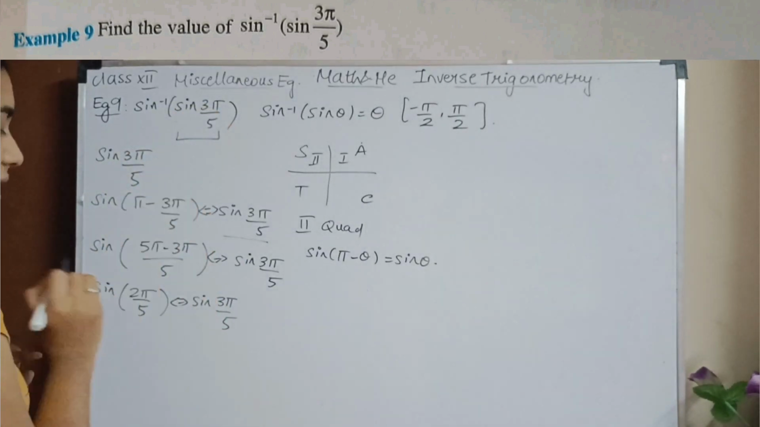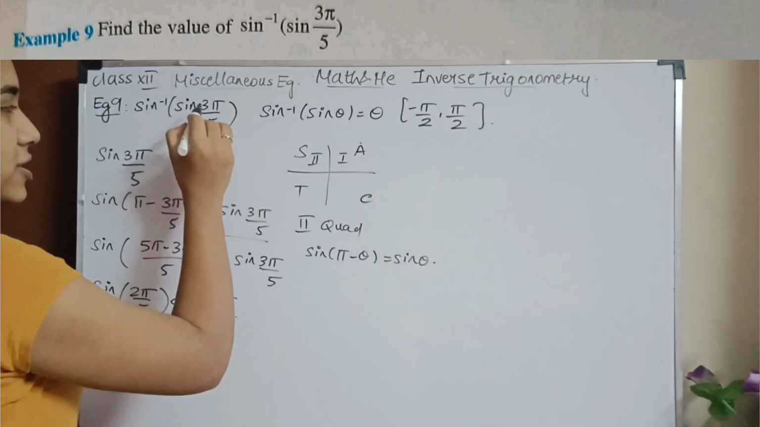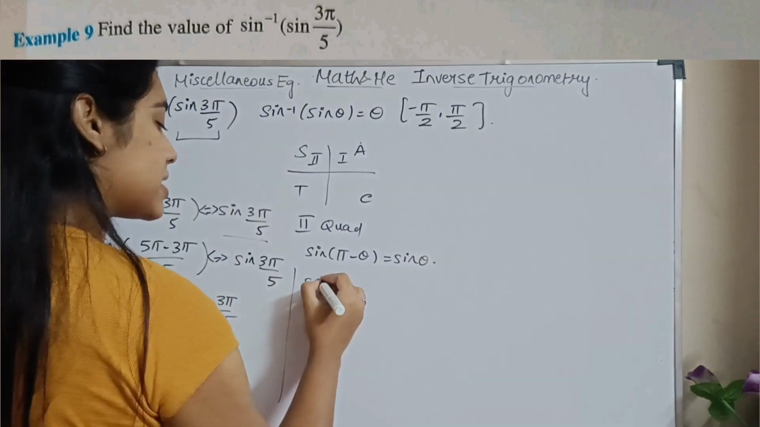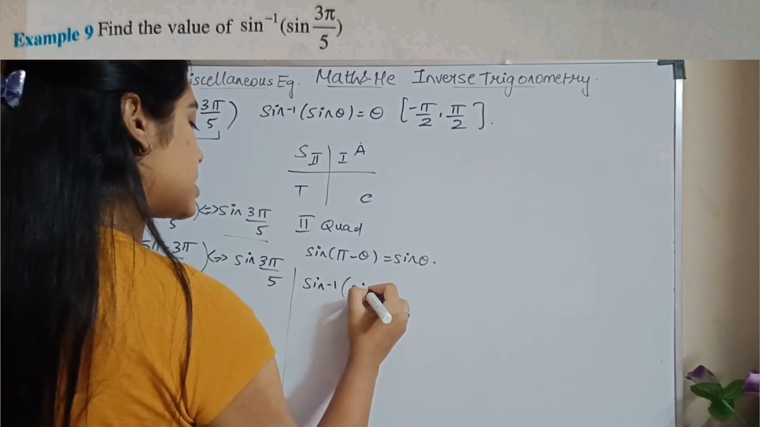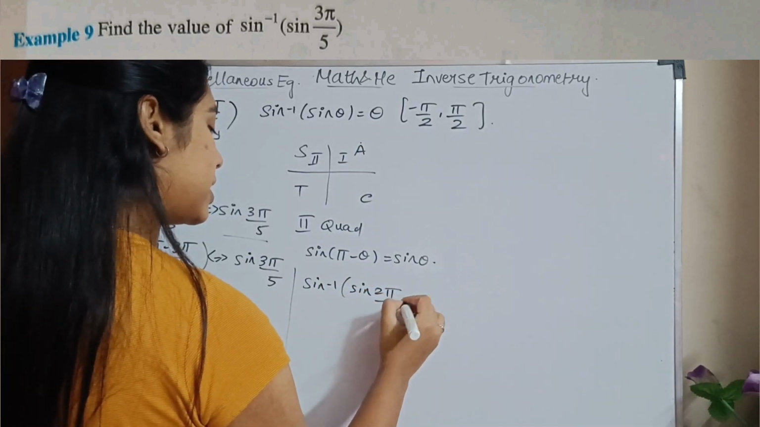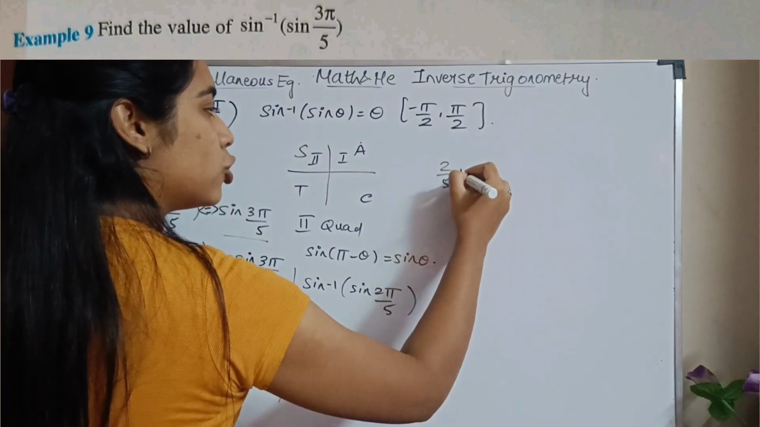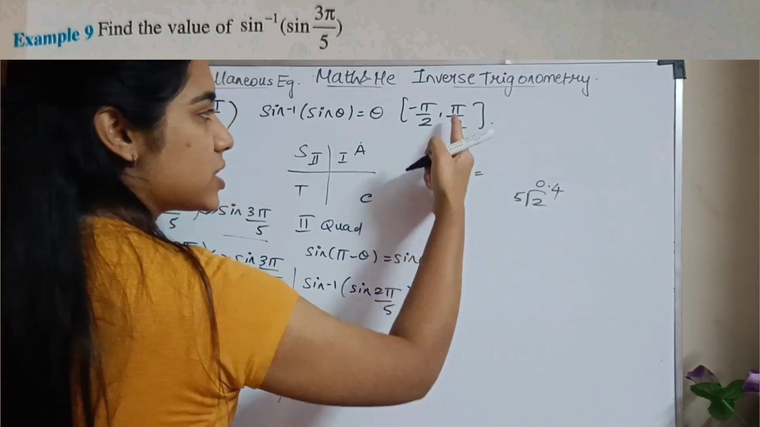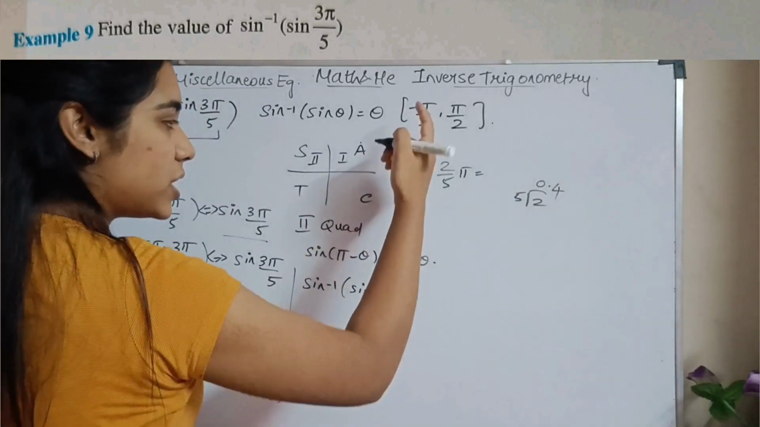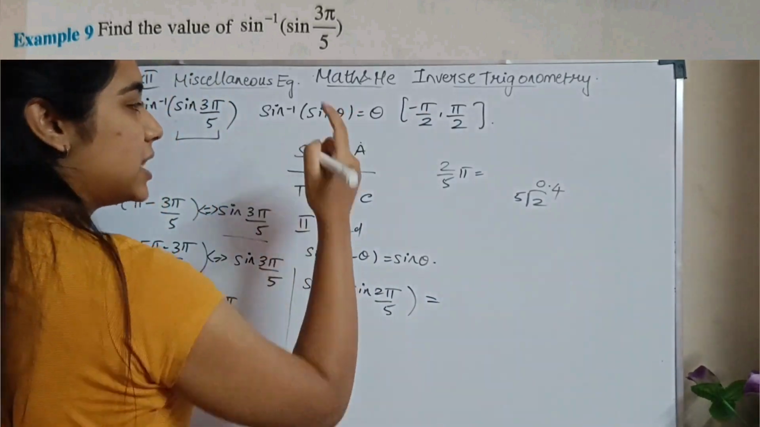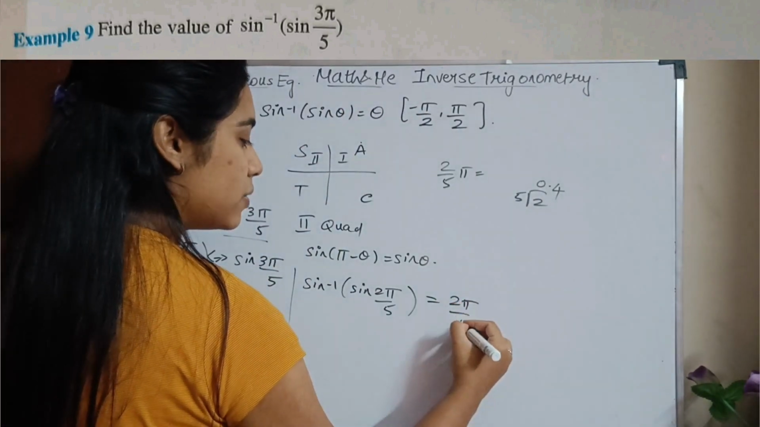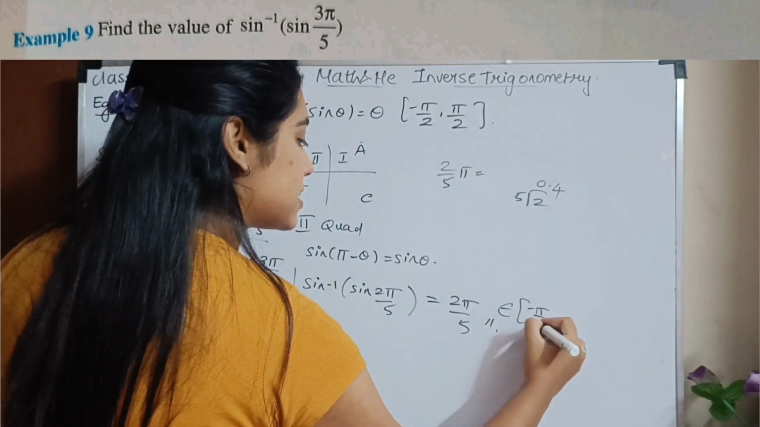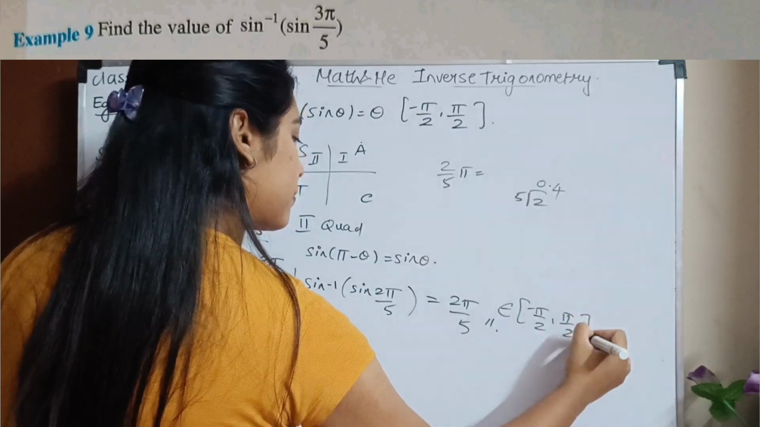So now we can use this instead of this. Correct? So how will my question change? I'll write it here. It changes to sin inverse of sin 2 pi by 5. Now what is 2 pi by 5? 2 divided by 5 is 0.4. You see that it is definitely less than pi by 2, so it is in the range. So sin inverse of sin theta is going to be simply theta, which is 2 pi by 5, and it lies in the range. I have written that it lies in the range. Clear?